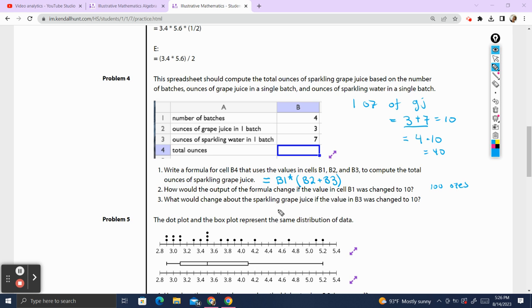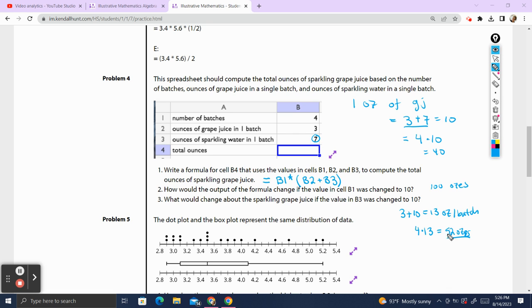What would change about the sparkling grape juice if the value in B3 was changed to 10? So if this was 10, the amount of ounces instead of 3 plus 7 would be 3 plus 10. You need 13 ounces per batch. The 4 would stay the same, which means we'd have 4 times 13, which would give us 52 total ounces. So the values would change.